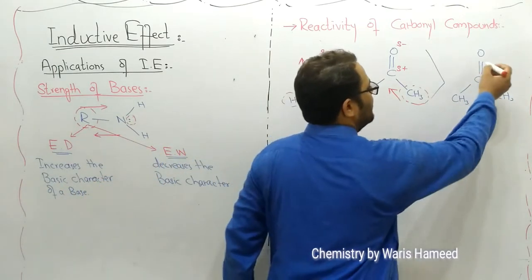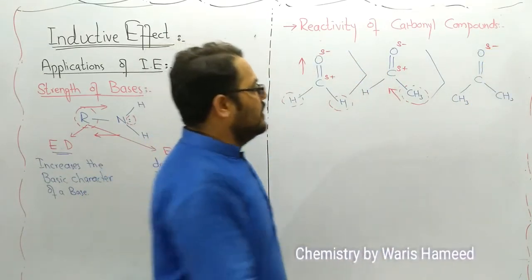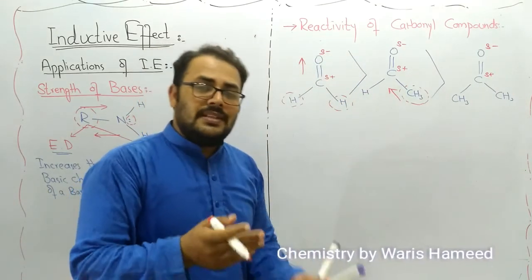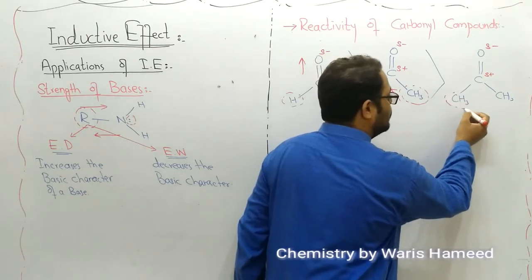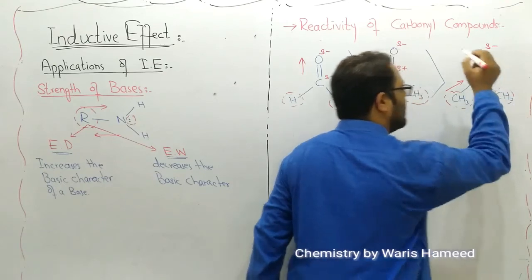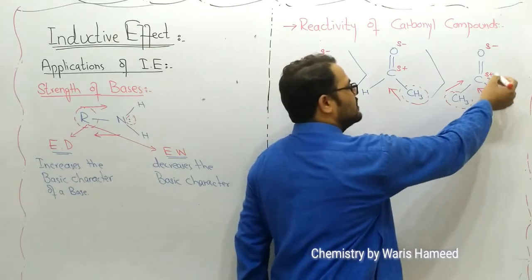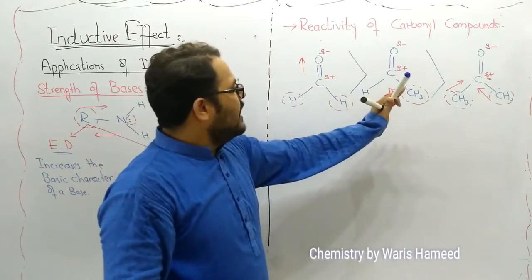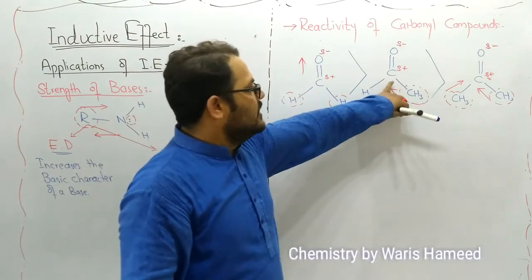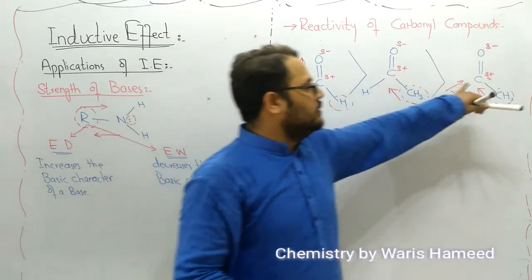In this case, when oxygen attracts electronic density toward itself, it becomes partial negative and creates partial positive charge on the carbon atom. But you can see that there are two electron donating methyl groups, and they push electronic density toward the carbon, decreasing the partial positive charge of the carbon. Now we can analyze that this partial positive charge is greater as compared to acetaldehyde, and this partial positive charge is greater as compared to acetone.